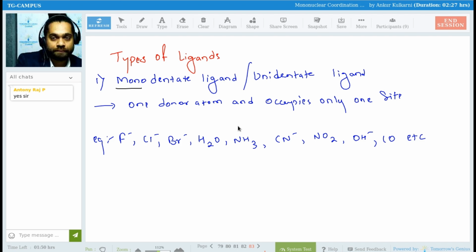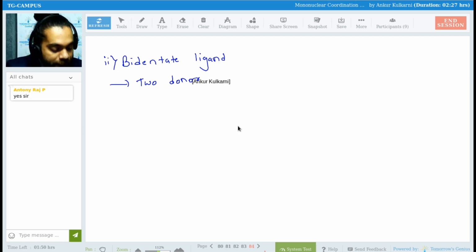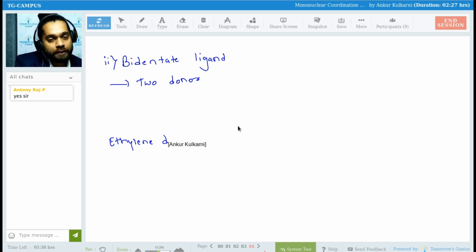Done, Anthony. So next, everyone, what is your bidentate ligand? As the name suggests, your monodentate ligand was having one donor atom. So this will have what? This will have two donor atoms and occupies two sites. Both of the atoms will donate. For example, there is something called ethylene diamine.